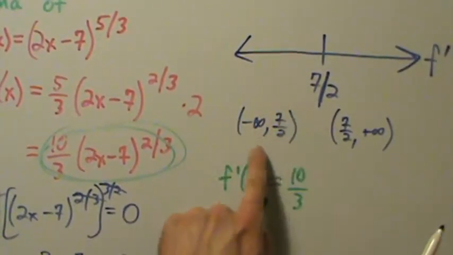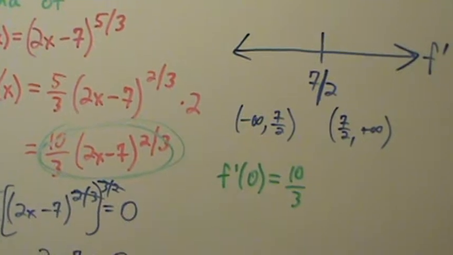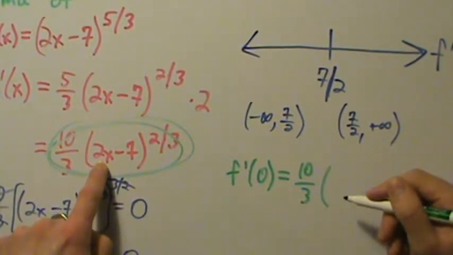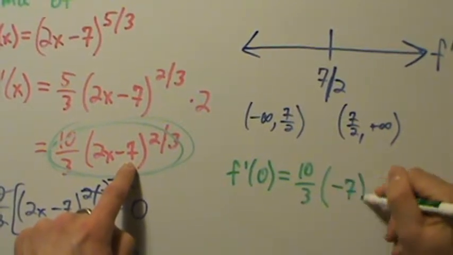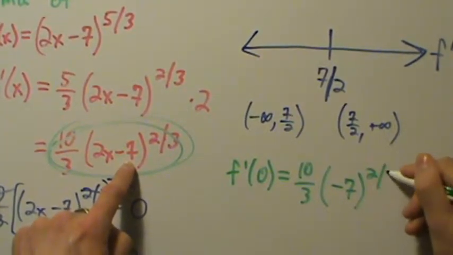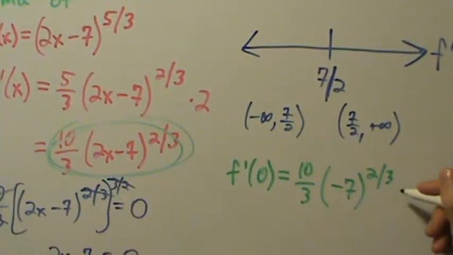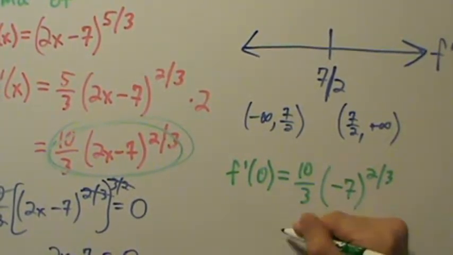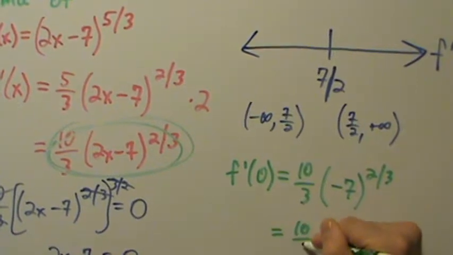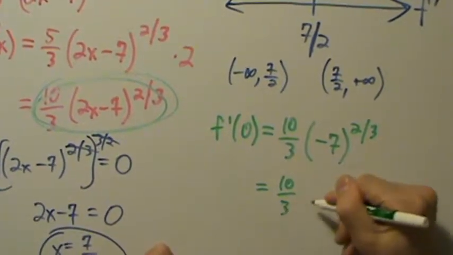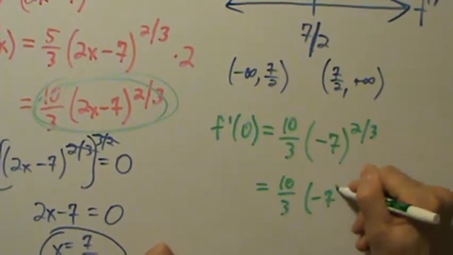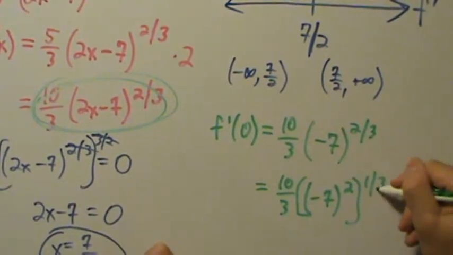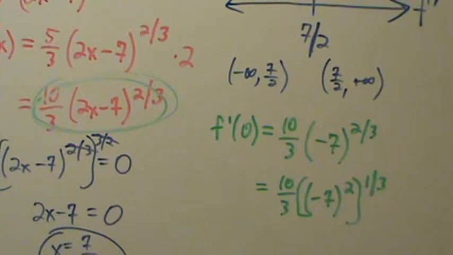So from this interval, we're going to pick 0. Okay? So f prime of 0 equals 10/3 times 2 times 0 is 0, minus 7 is -7, and then to the 2/3. Now, this might look kind of bad, but what does to the 2/3 really mean? Another way of writing that is 10/3 times -7 squared, and then to the 1/3 power. Okay, so that's another way of writing that.